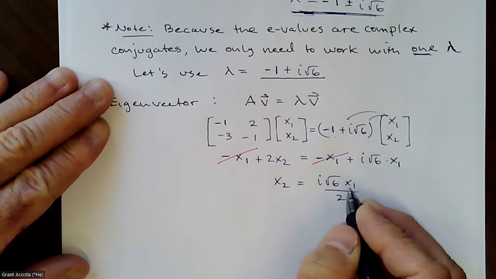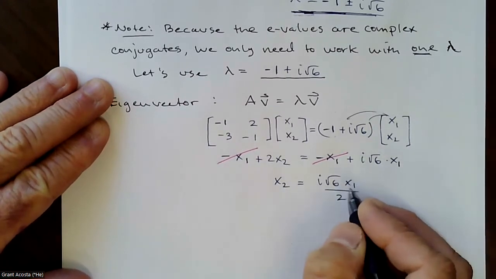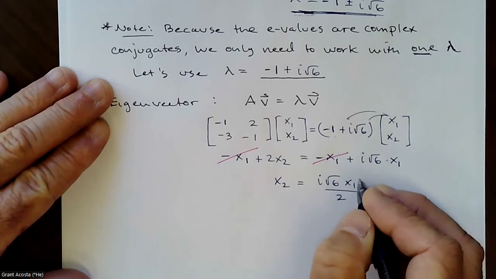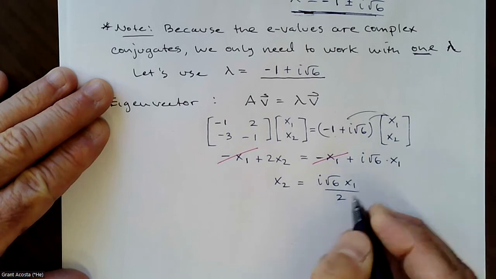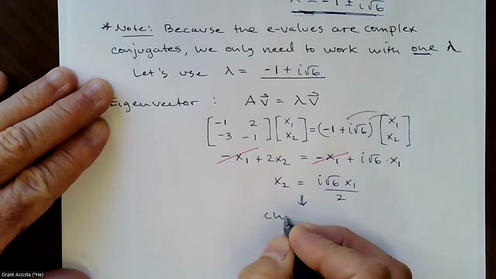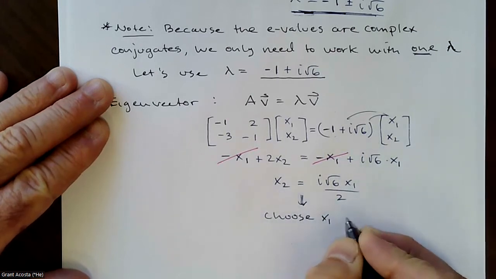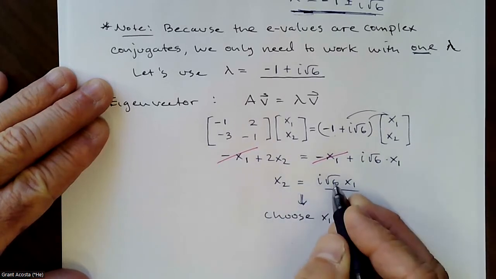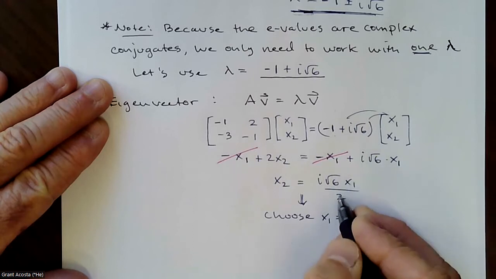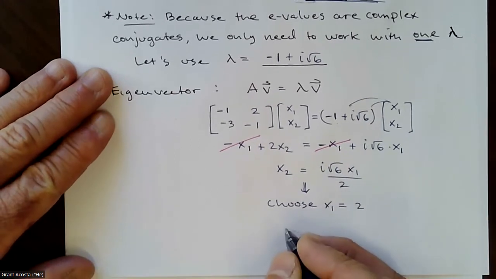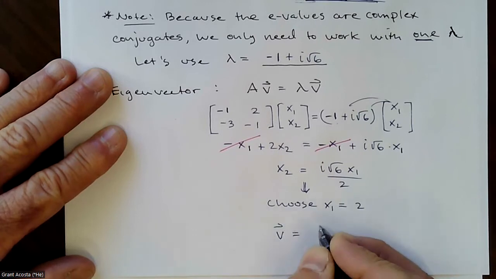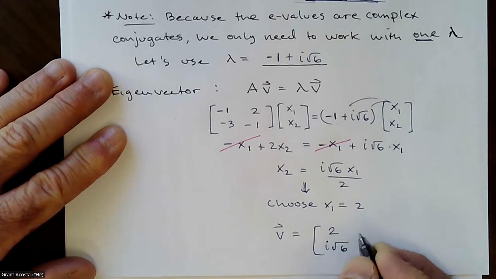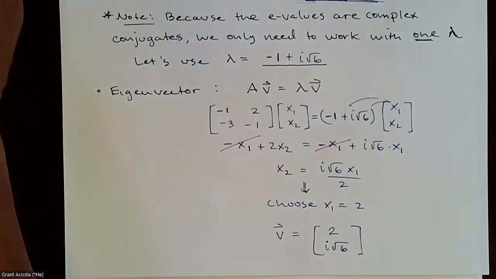And so the easiest way to find an eigenvector without having fractions is to choose x1 to be equal to 2. You see why? Because if x1 is 2, then x2 is going to be 2 over 2, which is going to cancel. x2 is going to be i root 6. So my eigenvector is x1 is 2, x2 is i root 6. Okay.